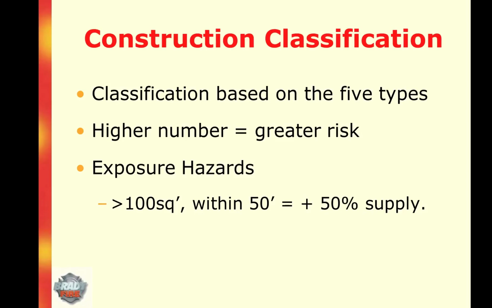Minimum amounts of water for any exposure shall not be less than 3,000 gallons. Exposed buildings over 100 square feet must be considered for an additional water supply. Since radiant heat may travel 50 feet or more, exposure required for an additional water supply is increased 50% over the amount needed for the evaluated structure.